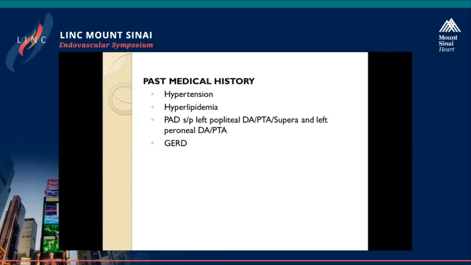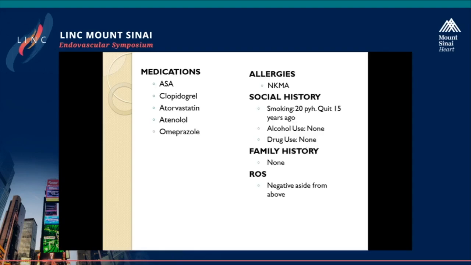Next slide. The patient's past medical history includes hypertension, hyperlipidemia, intervention of the left leg in the past. Next slide, please. Next slide. She's on appropriate medications, including aspirin and Plavix, as well as a statin and beta blocker. Previous history of extensive smoking that she quit a while ago.